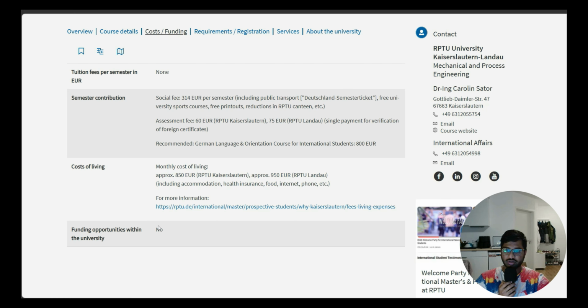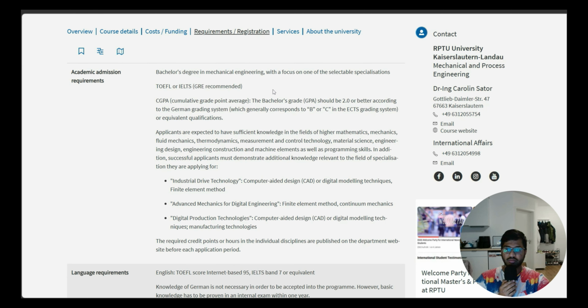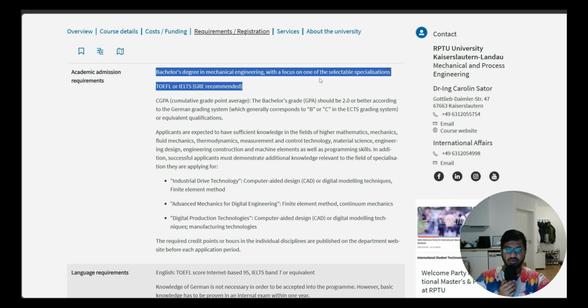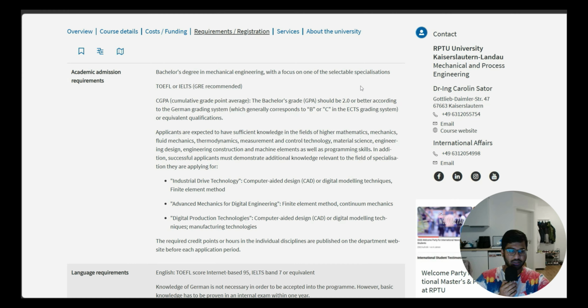Funding opportunity within the university: there is no funding opportunity within the university. Requirements and registration, which is the main thing. If you want to get into this particular course, what are the things that you need to have? You need to have a bachelor degree in mechanical engineering with a focus of selectable specialization.